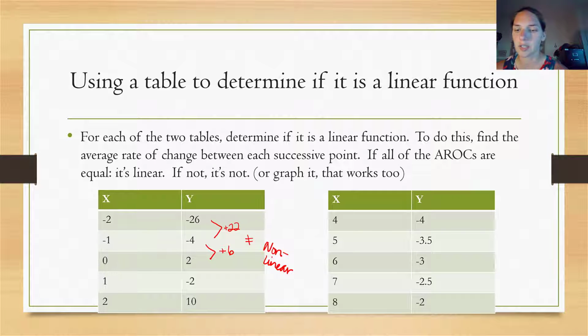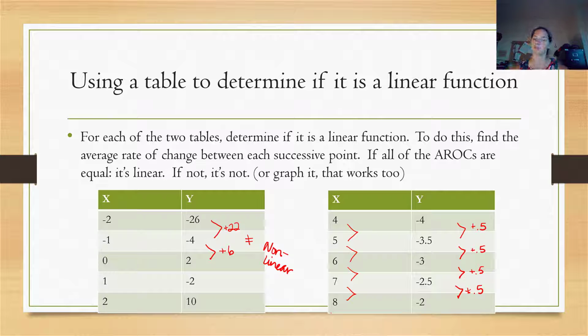This other one, though, from negative 4 to negative 3.5, we've gone up 0.5. From negative 3.5 to negative 3, we've gone up 0.5. From negative 3 to negative 2.5, we go up 0.5. And we do the same from negative 2.5 to negative 2. The x goes up 1 each time, right? 4, 5, 6, 7, 8. So this is linear. All right? So we're just subtracting. You could also plot those points and take a look at if it looks linear. It's really helpful, though, if we actually have the numbers, the values here, so that we can prove that it is linear, that the average rate of change is the same across the board.